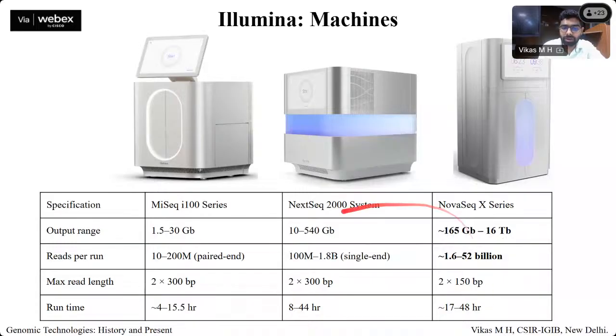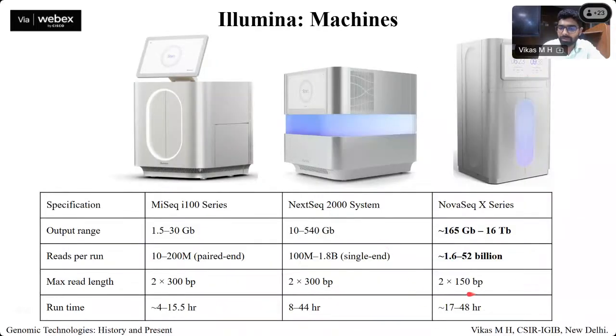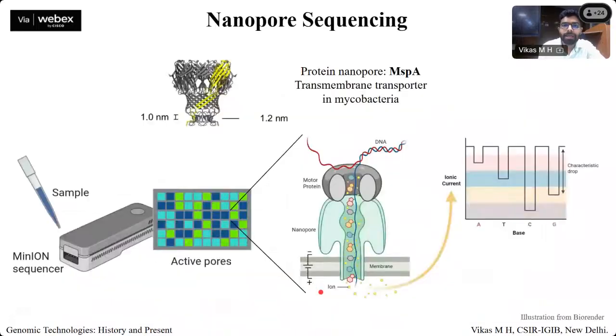In all these machines, it depends on what kind of experiment you are doing, and based on that you can choose the flow cell and the machine that you want to use. They offer a maximum read length of 600 base pairs, from 150, 75, 35 to around 600 base pairs, not longer than that.